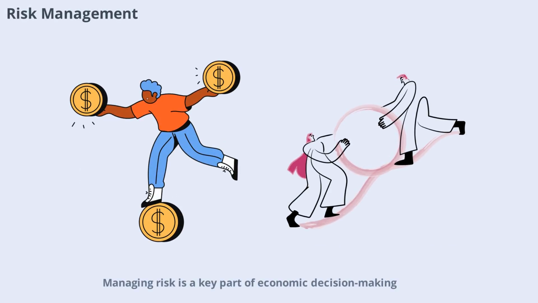Managing risk is a key part of economic decision-making. Game theory helps identify potential threats and anticipate competitors' moves, while optimization ensures that resources are allocated to minimize losses. Together, these tools help firms and governments navigate uncertainty and make better decisions.